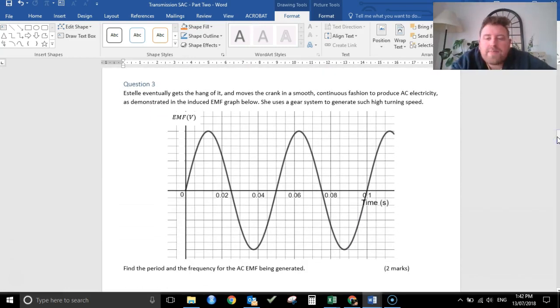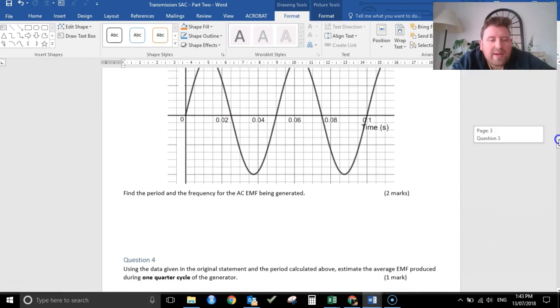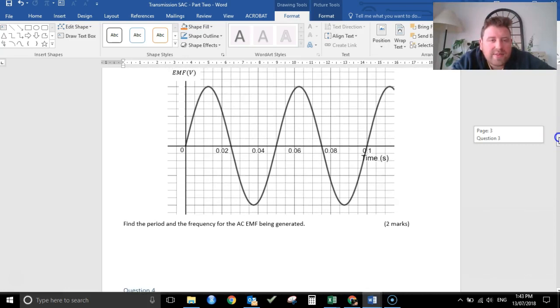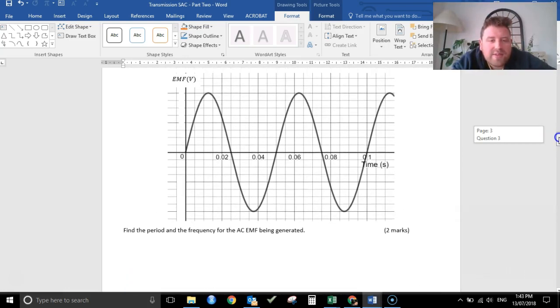Okay, question 3. Estelle eventually gets the hang of it and moves the crank in a smooth, continuous fashion to produce AC electricity. So AC given by this sinusoid here, as demonstrated in the induced EMF graph below. She uses a gear system to generate such high turning speed, because we can see she's turning much faster than a human could. Okay, we're going to find the period and the frequency. Once we found the period, the frequency will be easy. It'll just be the inverse.